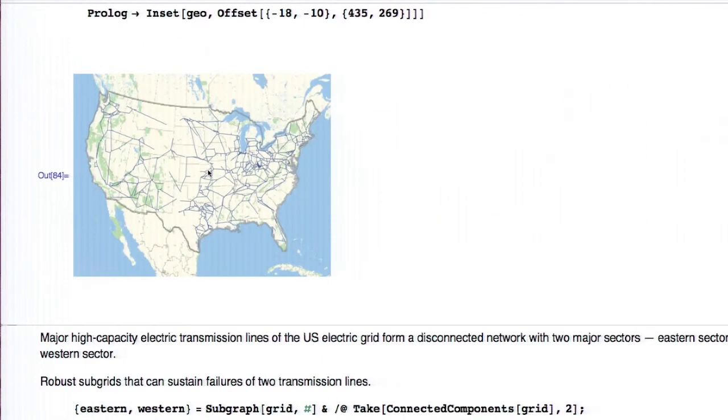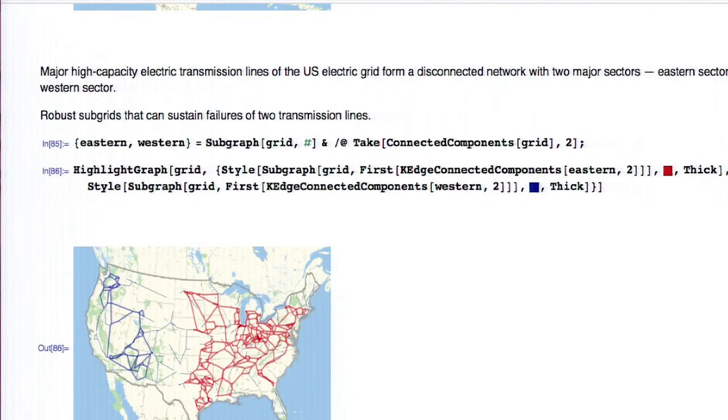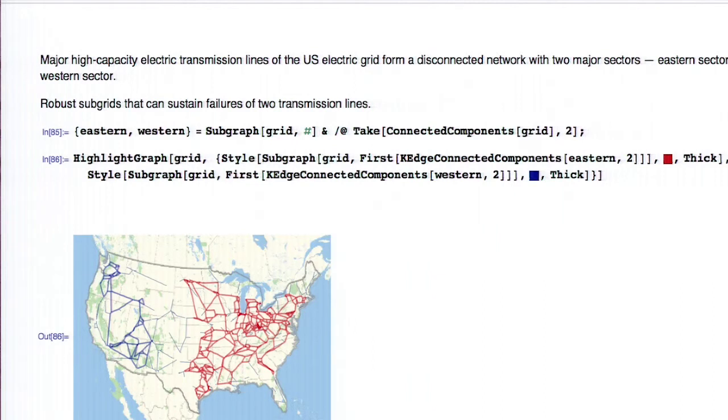And now you can start to do analysis. You can figure out what the subgraphs are, which ones can sustain failure or attack or anything like that. So if you're in that field of trying to enhance the power grid in the US, in 3 lines, you can do that and really analyze the network.